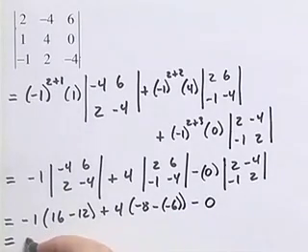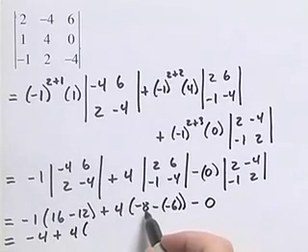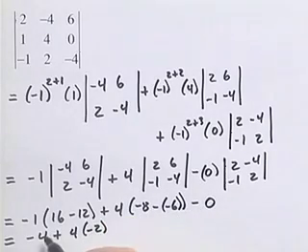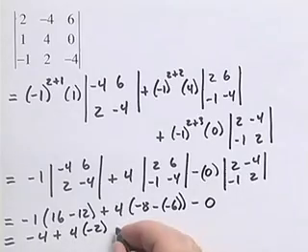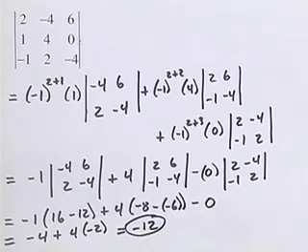16 minus 12 is 4, so we get -4 plus 4 times -8 minus -6. That's going to be -8 plus 6, so we'll get -2. And then we have 0. So we get -4 plus -8, which is -12, and so our determinant is -12.